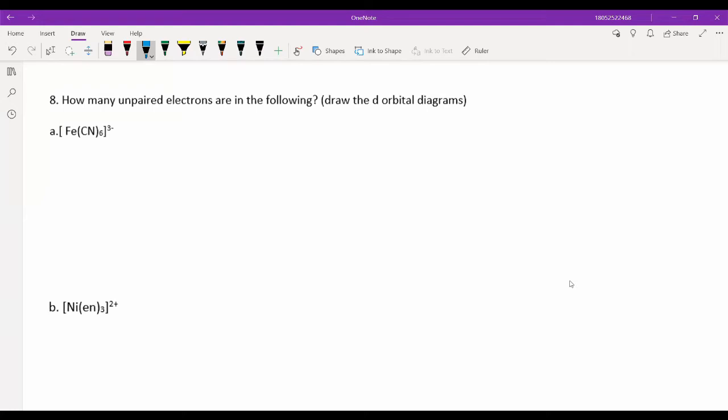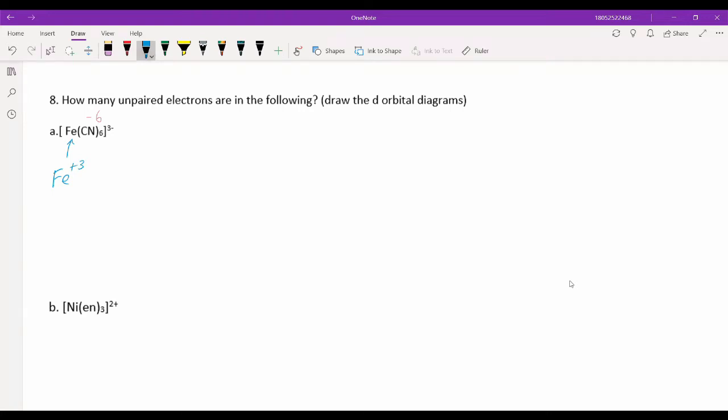Okay, unpaired electrons. We're going to fill in electrons into the crystal field splitting diagrams. First thing we want to start with is the metal's oxidation state. So we have iron. Each of these cyanides are going to be -1, so that's -6. And we have iron has to add up to -3, so the iron is going to be +3 or 3+.